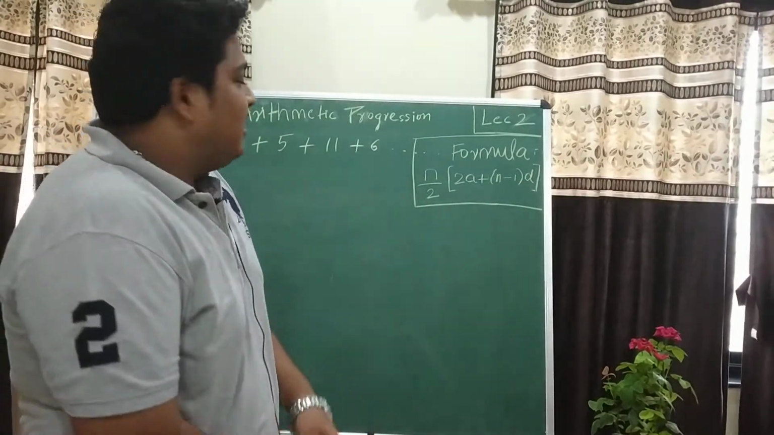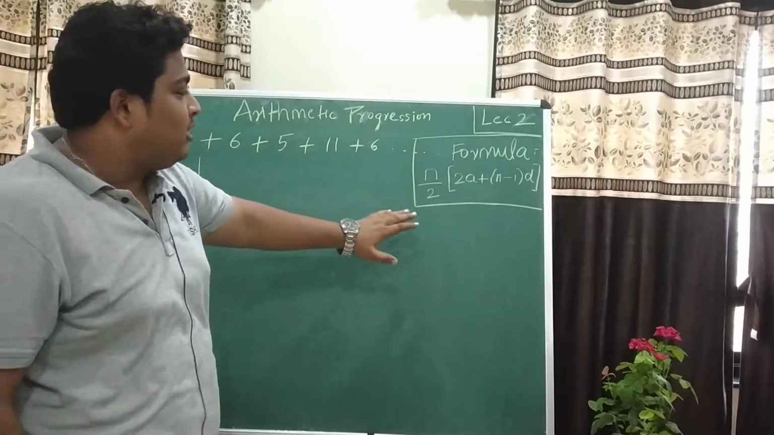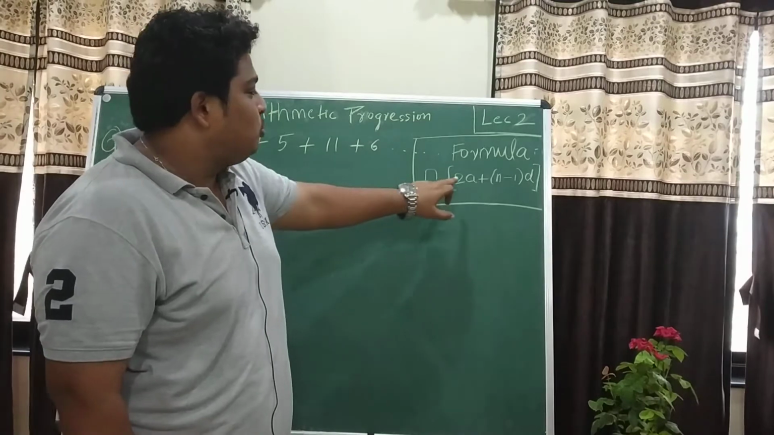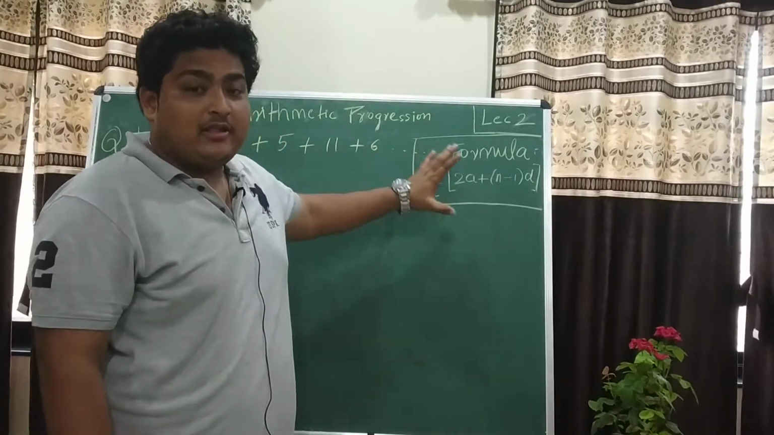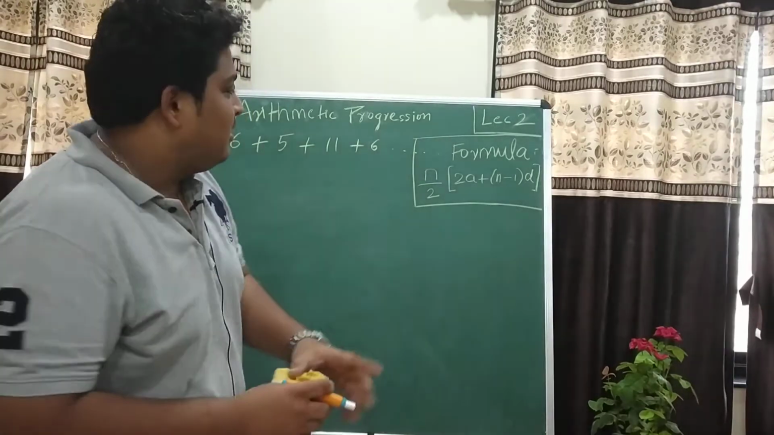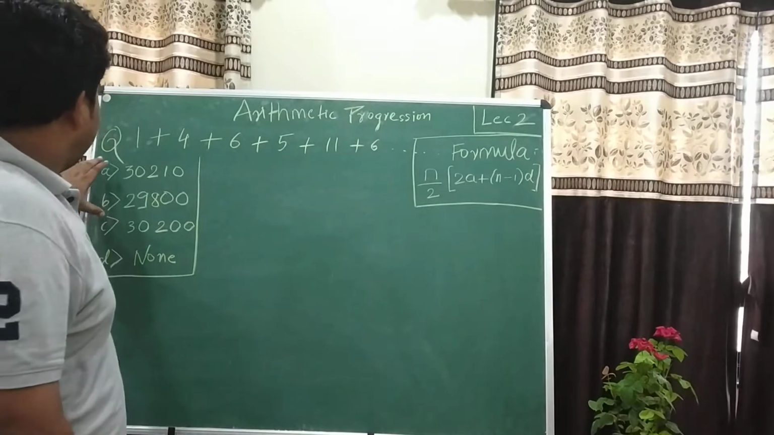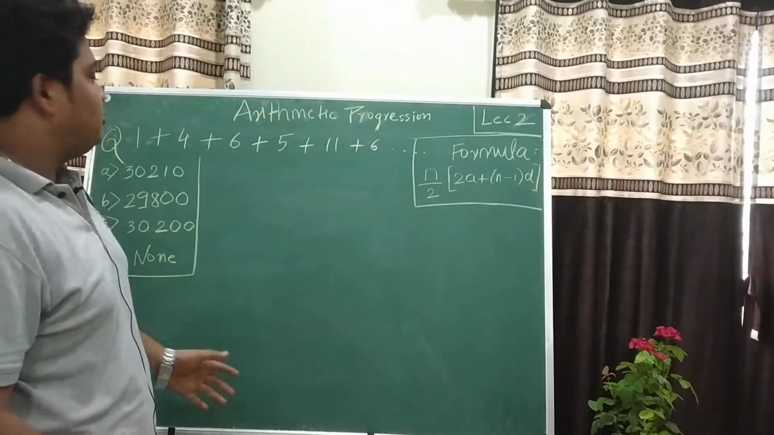So guys, let's look at the second problem of arithmetic progression where we are going to use this formula, that is n by 2 into (2a plus (n minus 1) into d). This formula is used when the common difference is greater than 1. In the previous problem we saw that the options were itself telling us the solution.